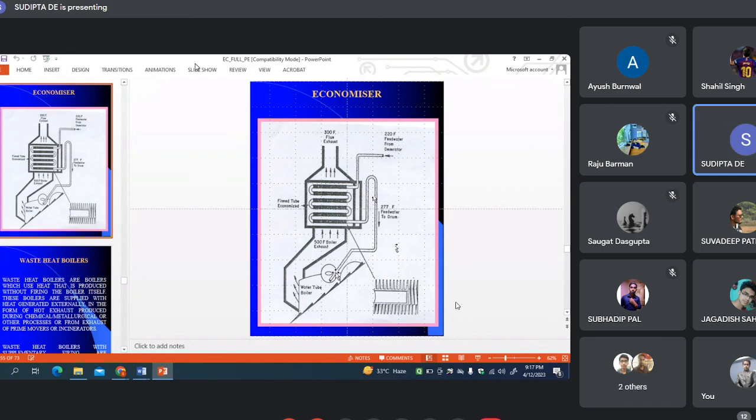Hence, the flue gas exit temperature of an economizer must be above acid condensation temperature, within bracket about 10 to 20 degrees Celsius, if the flue gas contains acid gas.